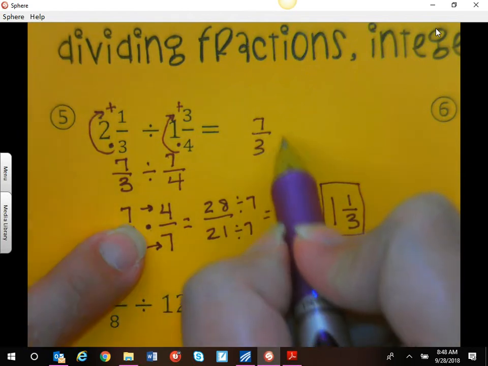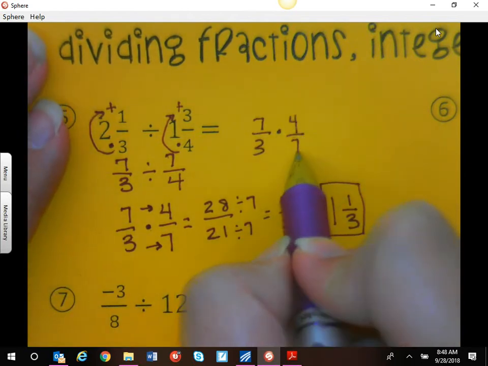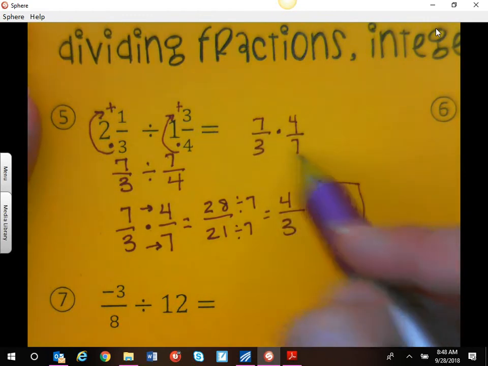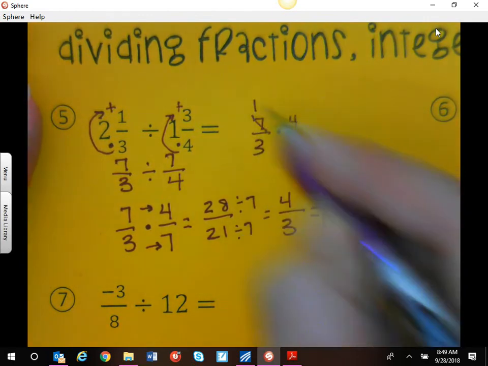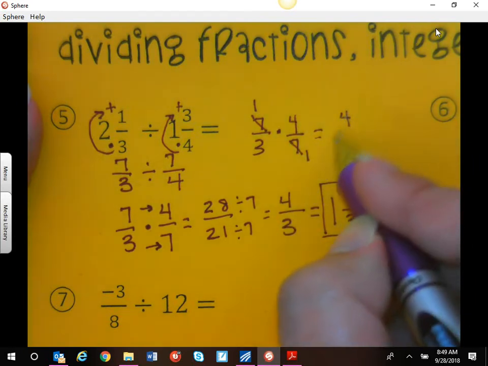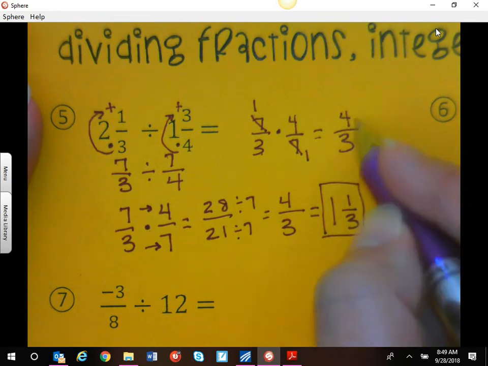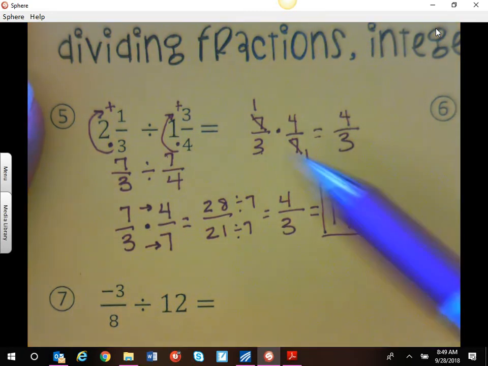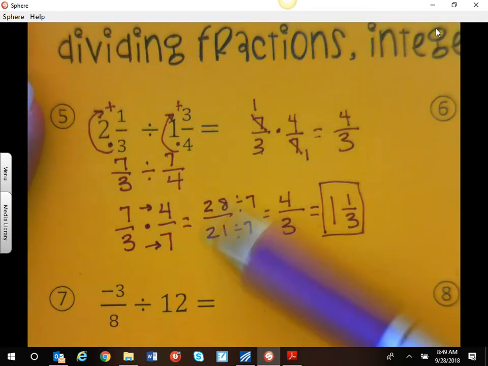If you prefer to cross multiply, I'll write it up here. 7/3 times 4/7. Again, looking diagonal, the 4 and the 3 do not simplify, but 7 and 7 do. 7 goes into 7 once. 7 goes into 7 once. Now I have 1 times 4 over 3 times 1, which is again the 1 and 1/3. So remember, when we're cross reducing, we're doing this reduce step before we do the multiply.